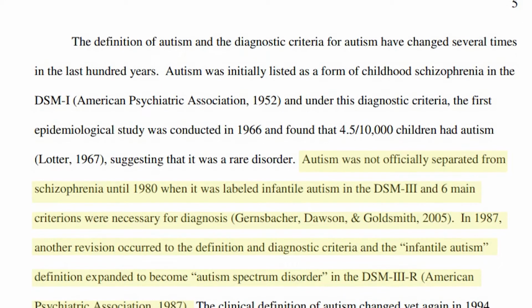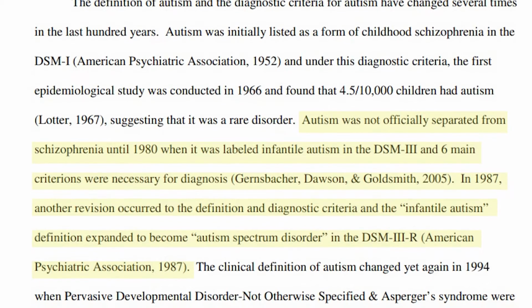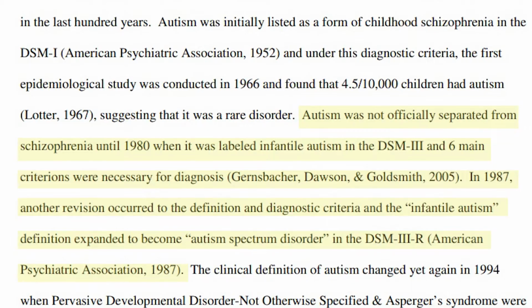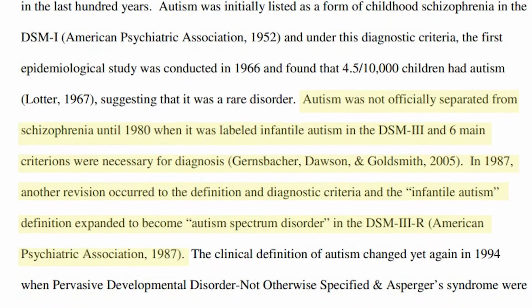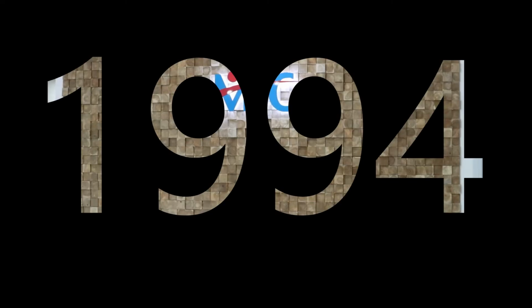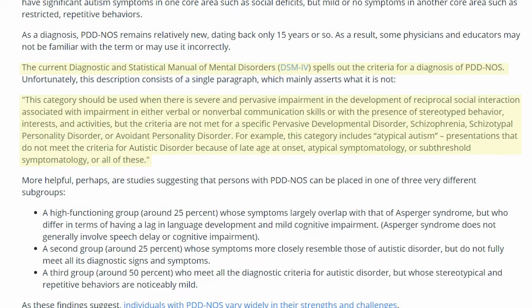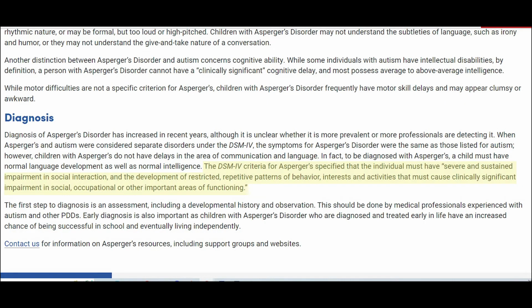Over the decades, as research into autism developed, the definitions and diagnostic criteria of autism began to change. Autism was officially separated from schizophrenia in 1980 and was labeled infantile autism. In 1987, the definition was expanded and retitled to autism spectrum disorder. The clinical definition changed once again in 1994 when pervasive developmental disorder, not otherwise specified, and Asperger's syndrome were included under the umbrella of autism spectrum disorder.